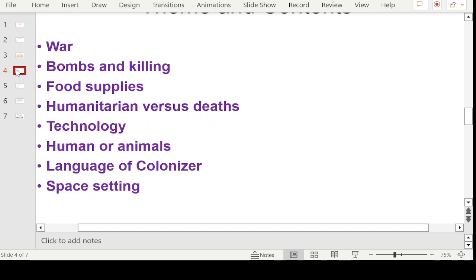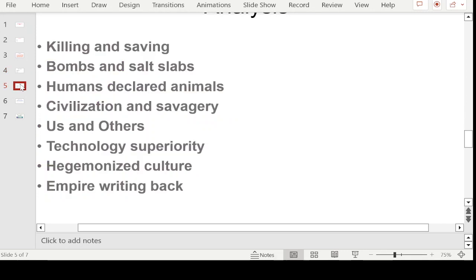That's the type of space declared to be. So these are some of the things available clearly in the text. When we have found all that, we can say that we have this type of findings: that the killing and saving both go hand in hand, bombs and salt slab go hand in hand, humans and animals go hand in hand in this paragraph, and therefore on the one hand civilization is there, on the other hand savagery is being committed.